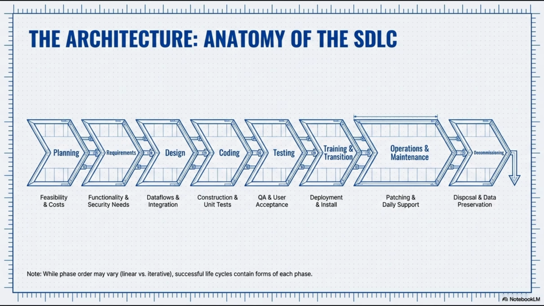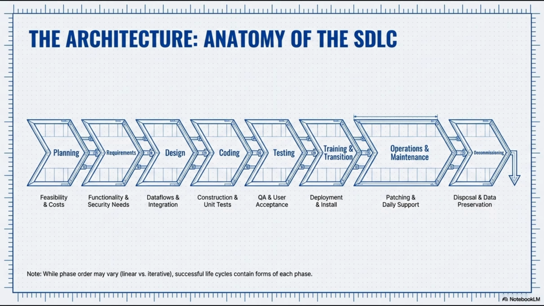So the anatomy of the SDLC. We start off with planning. We check out the feasibility and costs. Next we have the requirements, where we check out the functionality and the security needs. We have the data flows and integration in the design section. Then we have coding in the construction and unit tests. In testing, we have quality assurance and user acceptance. In training and transition, we have deployment and install. And in operations and maintenance, we have the ongoing patching and daily support. And then in decommissioning, we have disposal and data preservation.